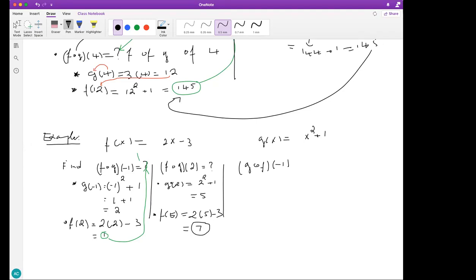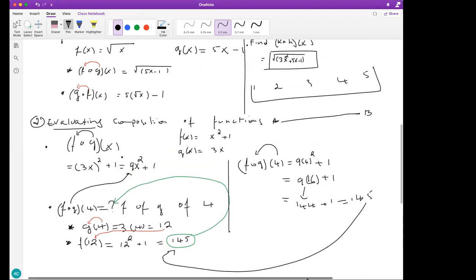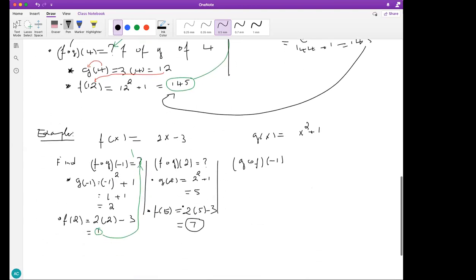So I'm going to do it in two steps. If you prefer to do it the other way, that's fine too. If you want to find the composition first and then use it, that's fine, you'll get the same answer. Either way is fine. I believe this is probably easier. I've seen people prefer this way over the other, but you can use either one, it's not a problem.